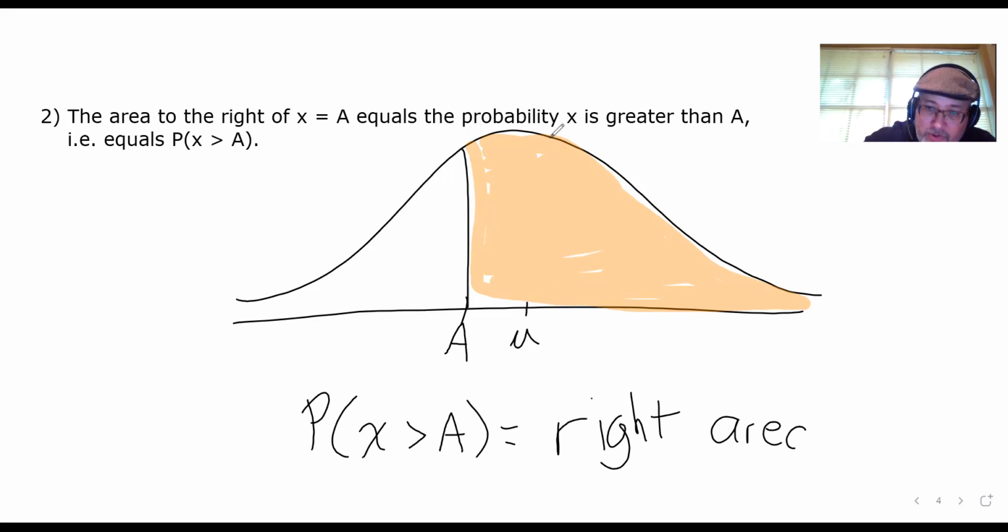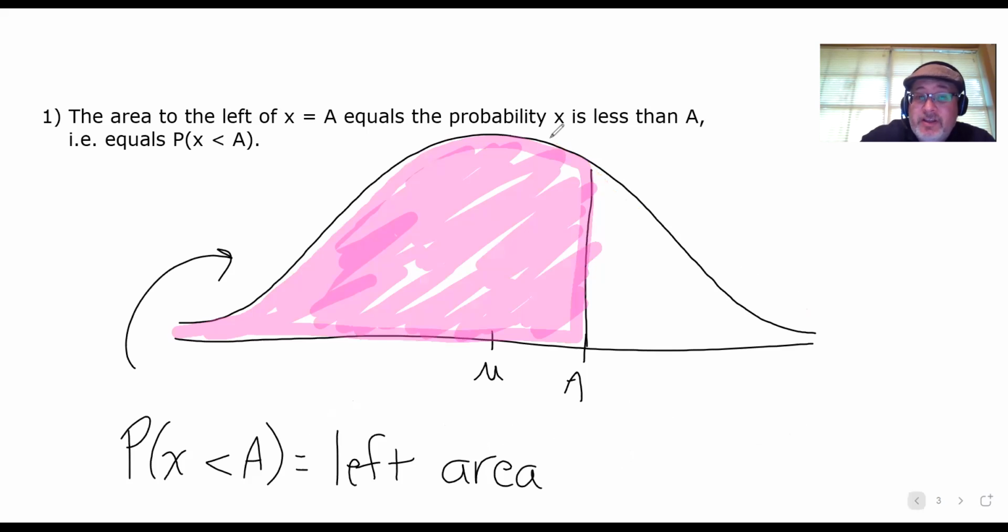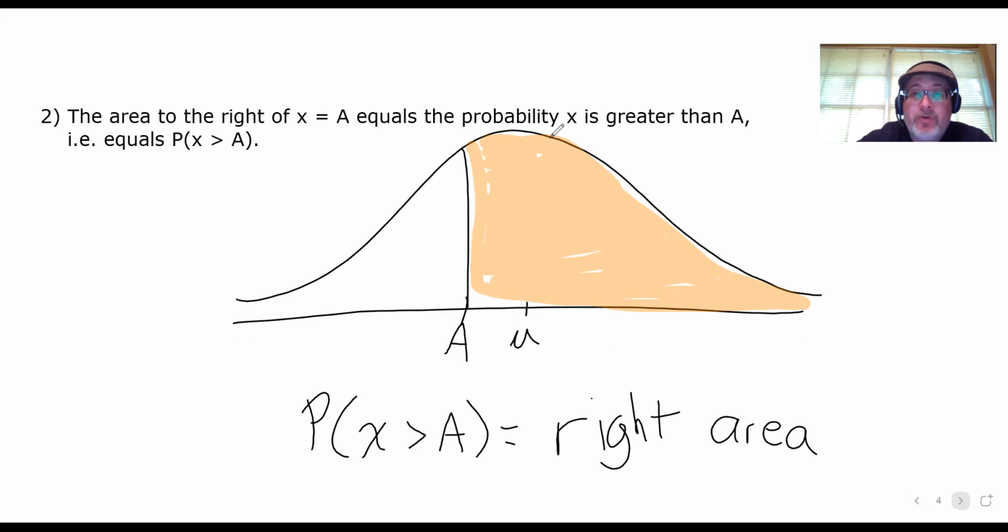So in a normal distribution curve, really in any distribution curve, but in this case a normal distribution curve, the area to the right of a value is the probability that if you pick a number at random, it will be greater than that value. Left area is probability of being less than. Notice the alliteration. Right area is the probability of being greater than.